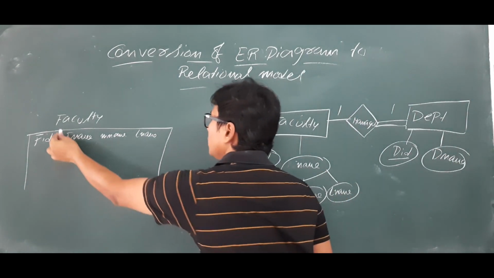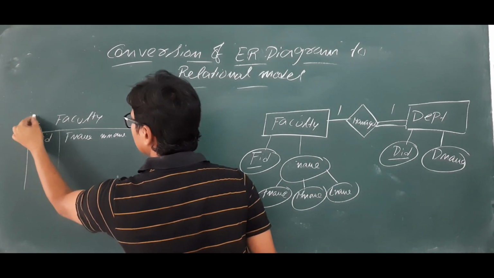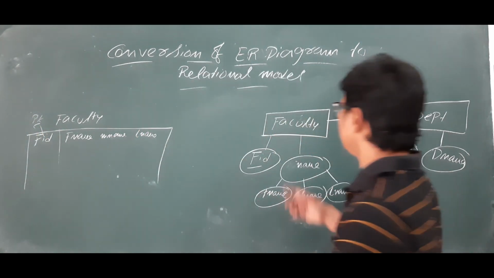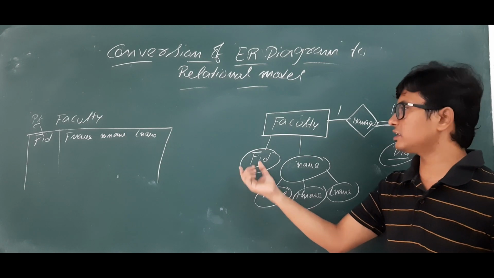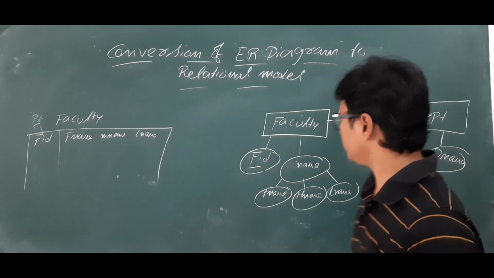Okay. So now similarly, what is the primary key for this one? Faculty ID will be the primary key. Why? In the ER diagram, the faculty ID is the key attribute. So when we convert it to a table, it will act as a primary key.